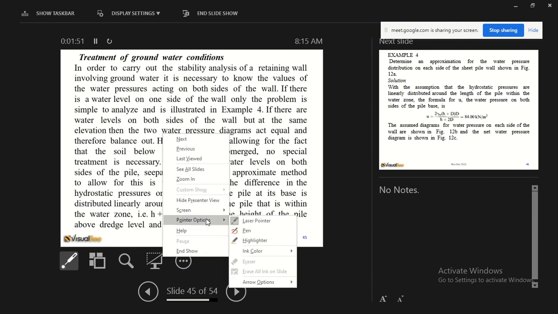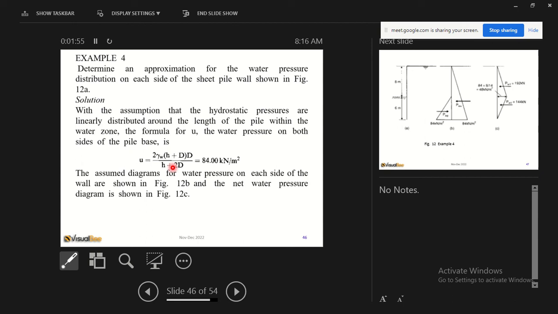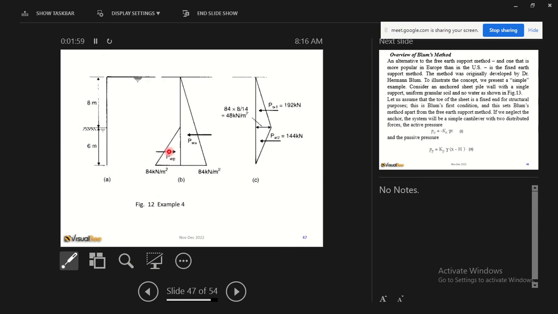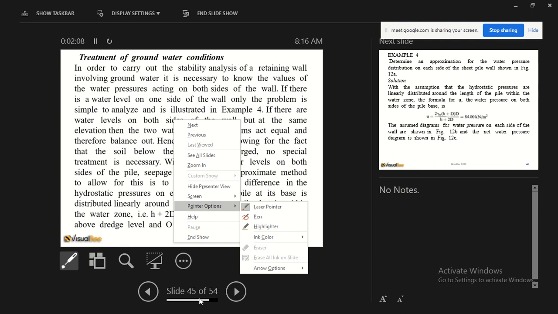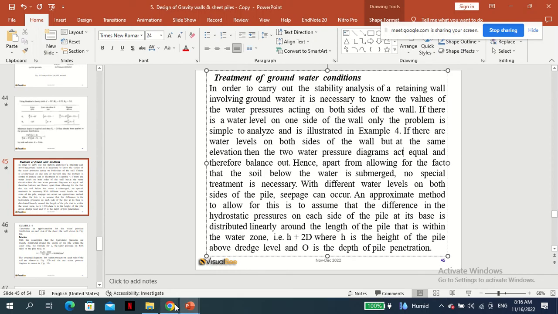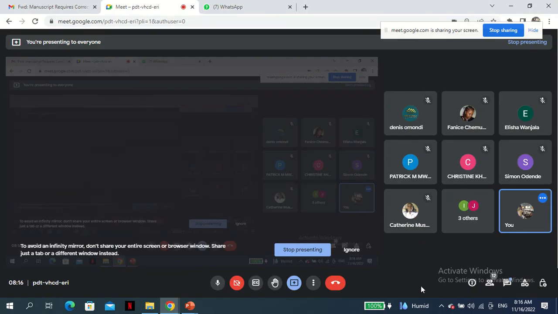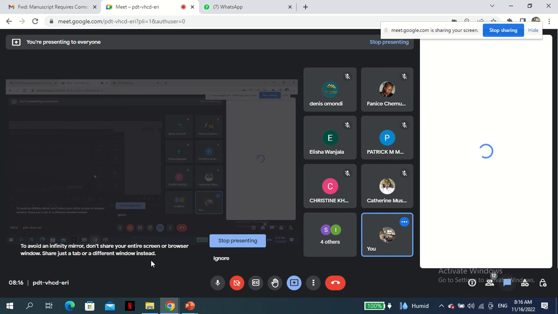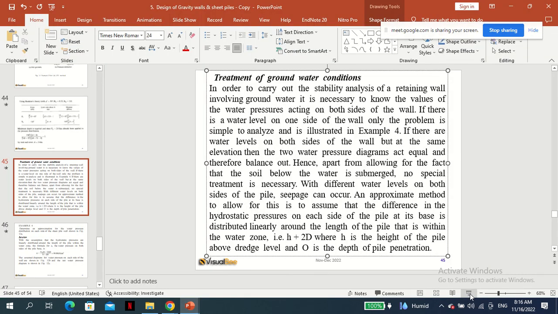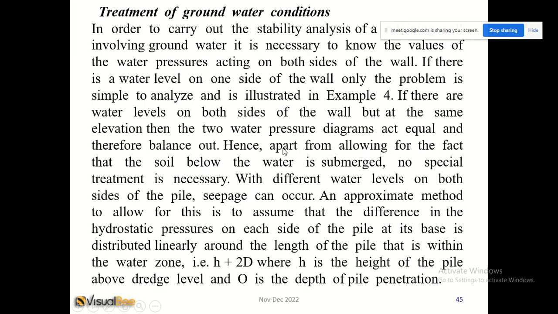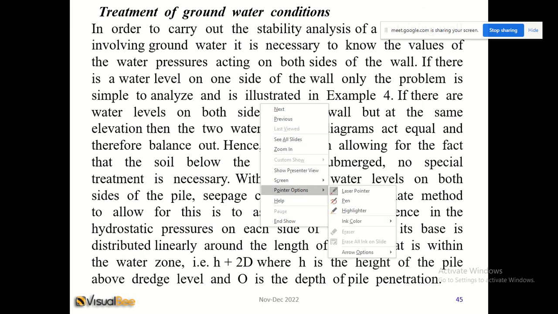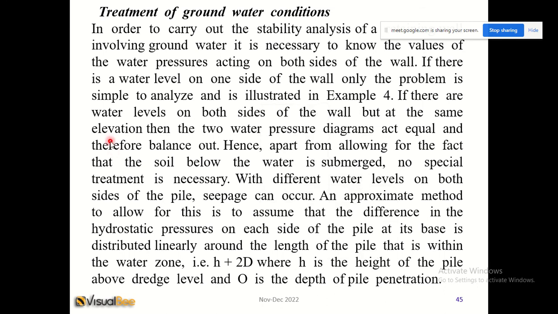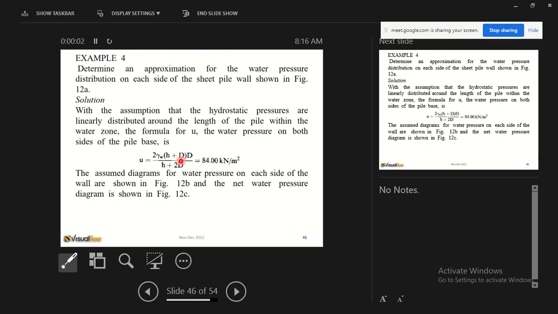So when we have different elevations, it is easy to assume that, simply put, the water is assumed to flow from the higher side to the lower side until the pressure is the same.